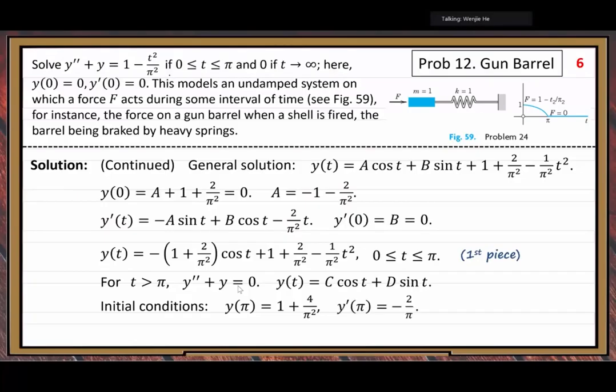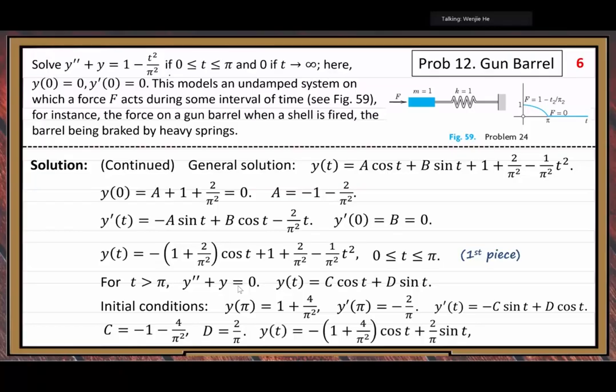But what is the y prime? Y prime of pi, you take a derivative, then you plug in pi. But the question here, because you take the derivative. So let's complete it.